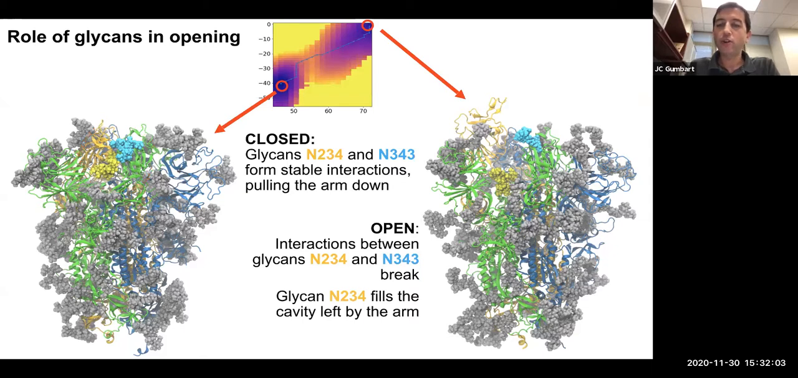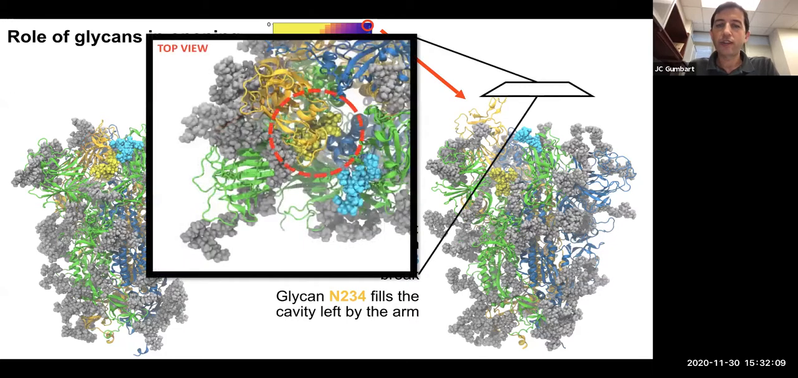And then when it's in the open state, one of these glycans actually starts to interfere by inserting itself inside the binding site that was vacated by the protein. This is something that's also been seen by others, like maybe you've seen in Romi's work, for example. So these glycans can really get in the way of things, basically.